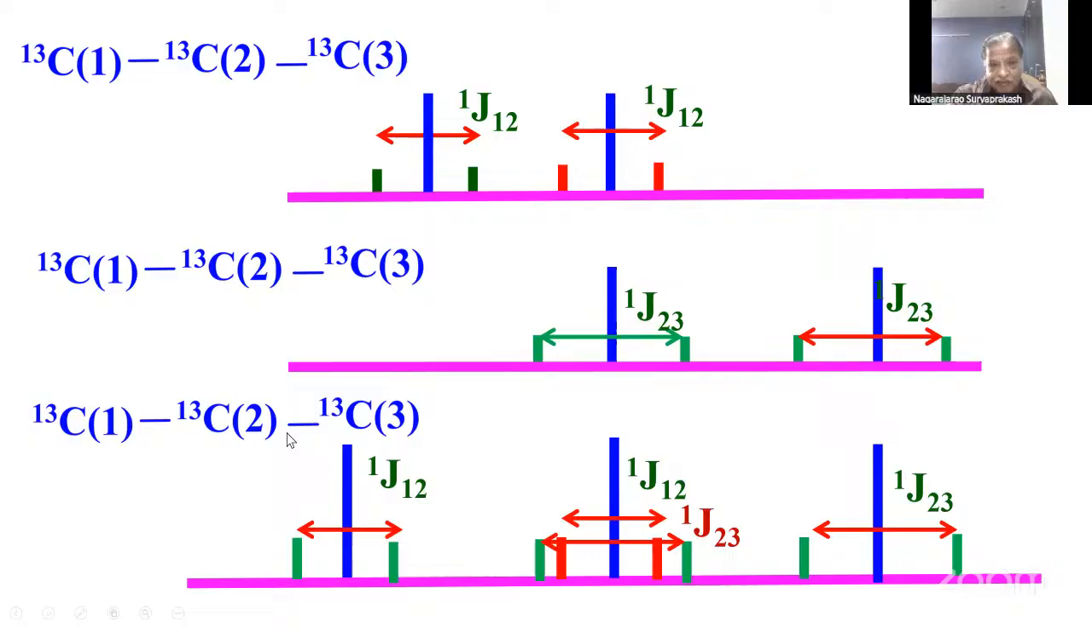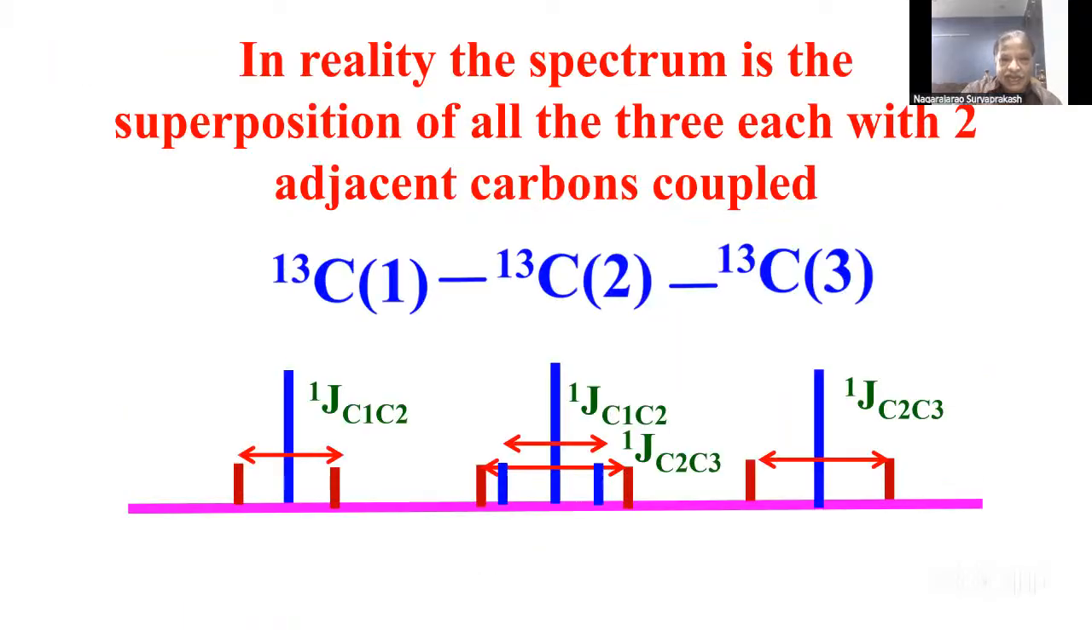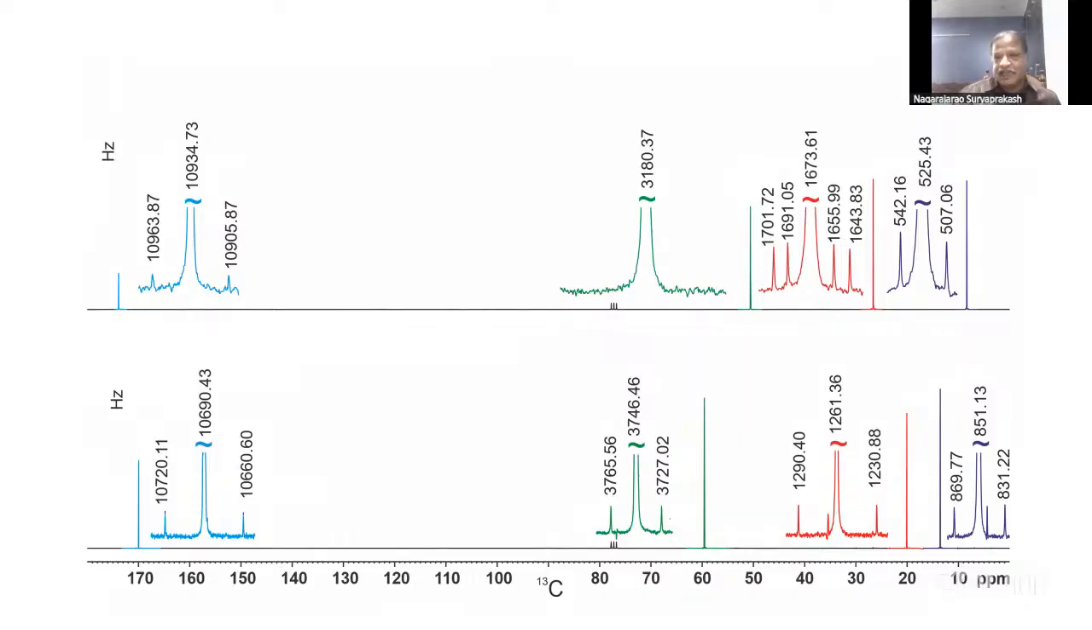Only for this carbon, it is coupled to this and this, so you will get 2 doublets. For other carbons, you get only single doublets. You see the difference? Now, in reality, this is the spectrum I must see. Now, let us go back and record the carbon 13 NMR spectrum.